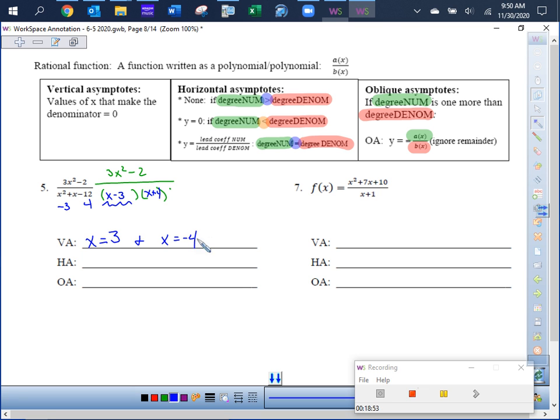Just for you in video land, you've got to have x equals 2 different times. You can't say x equals 3 and -4. It doesn't work that way. It's 2 different lines. So horizontal asymptote, it's always about their leading coefficients.